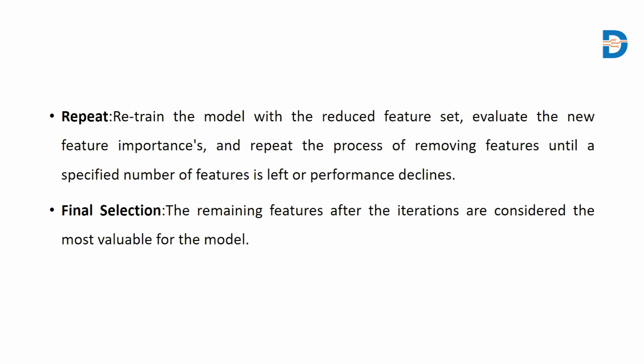Once the procedure is repeated, again we train the model with the reduced feature set. Again it gives some weights to the features, and based on the weights, it identifies and removes some more features. Until which step? Until we reach a specified number of features. Then the final selection. Once we reach the specified number of features, the last one is the final selection. What is the final selection? The remaining features after the iterations are considered the most valuable for the model. These are the very, very important features that we finally select. So these are the steps in recursive feature elimination.